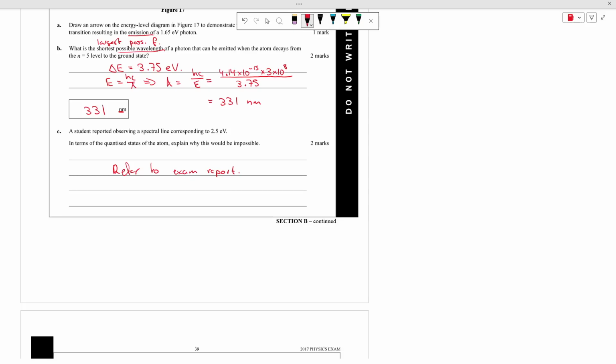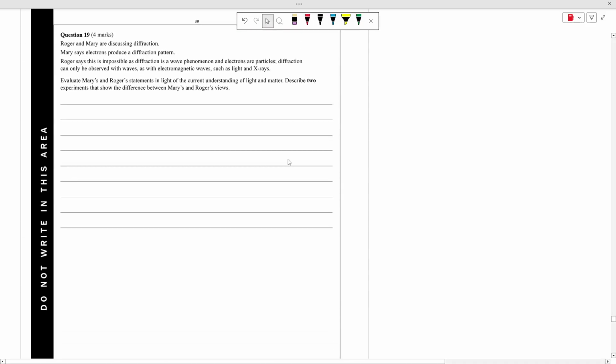Okay, last question. We've now gone 1 hour and 18 minutes. Roger and Mary are discussing diffraction. Mary says electrons produce a diffraction pattern. Roger says this is impossible as diffraction is a wave phenomenon and electrons are particles. Diffraction can only be observed with waves, as with electromagnetic waves such as light and X-rays. Evaluate Mary's and Roger's statements in light of the current understanding of light and matter. Describe 2 experiments to show the difference between Mary and Roger's views. Okay, again, refer to the exam report.